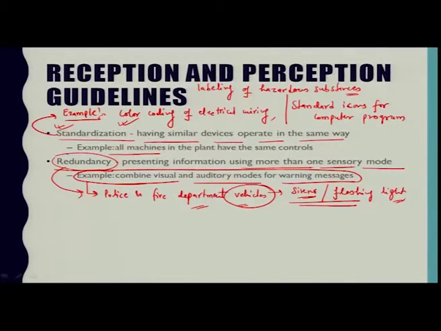Another example you can take in any industry: a machine operator is more likely to be alerted if something is going wrong with the machine, with the help of some signal using both auditory and visual signals. So, those auditory and visual warnings can be taken as an example of redundancy here.